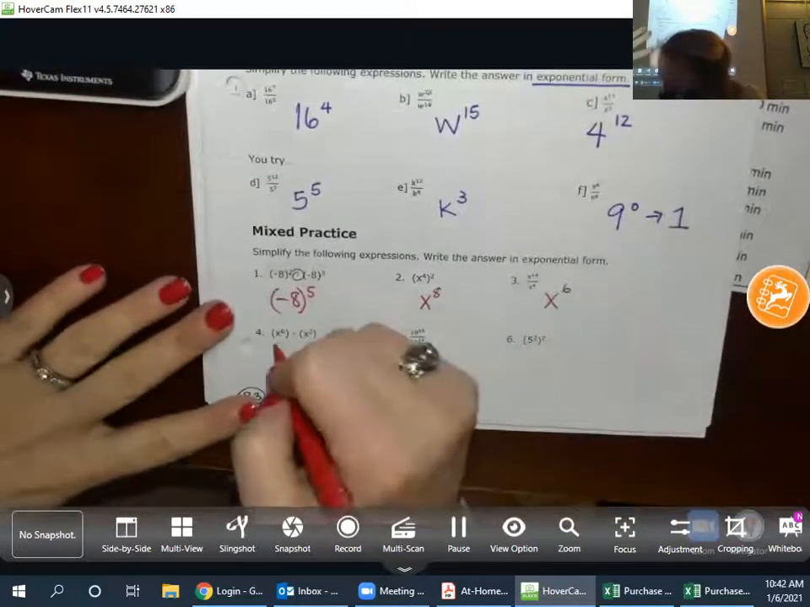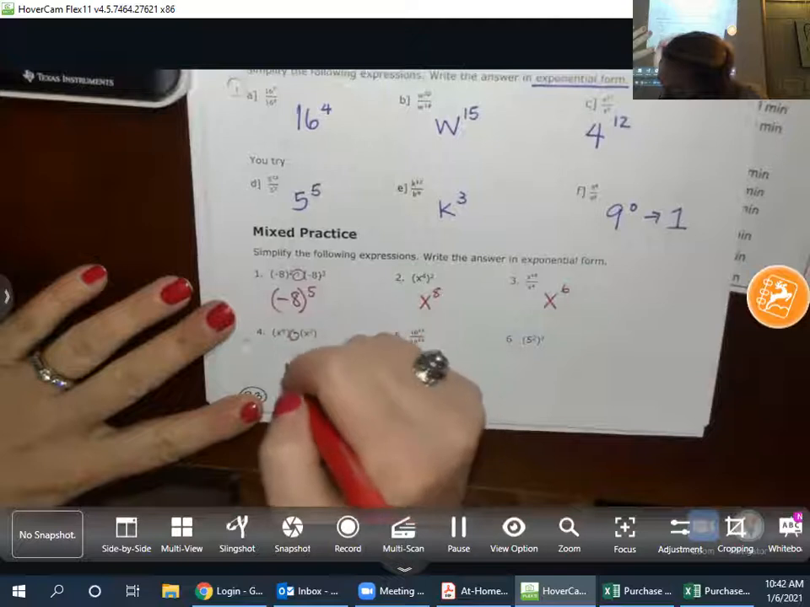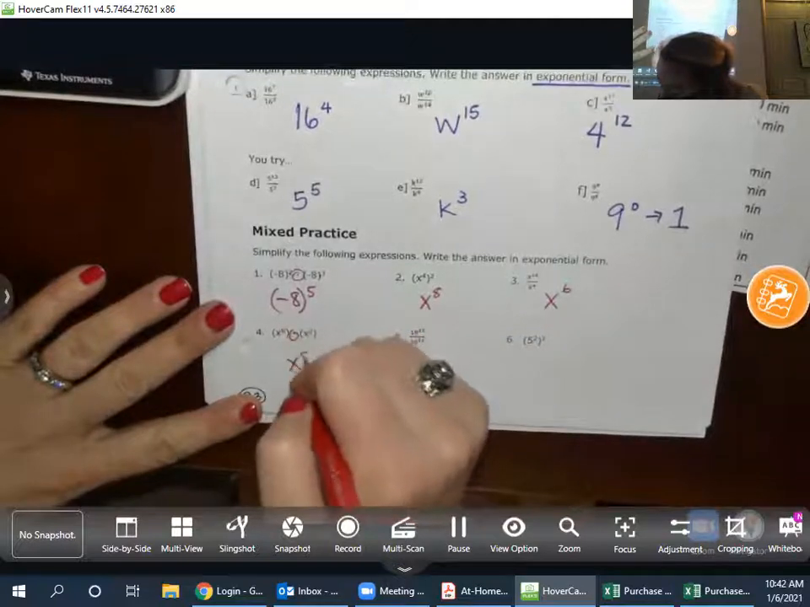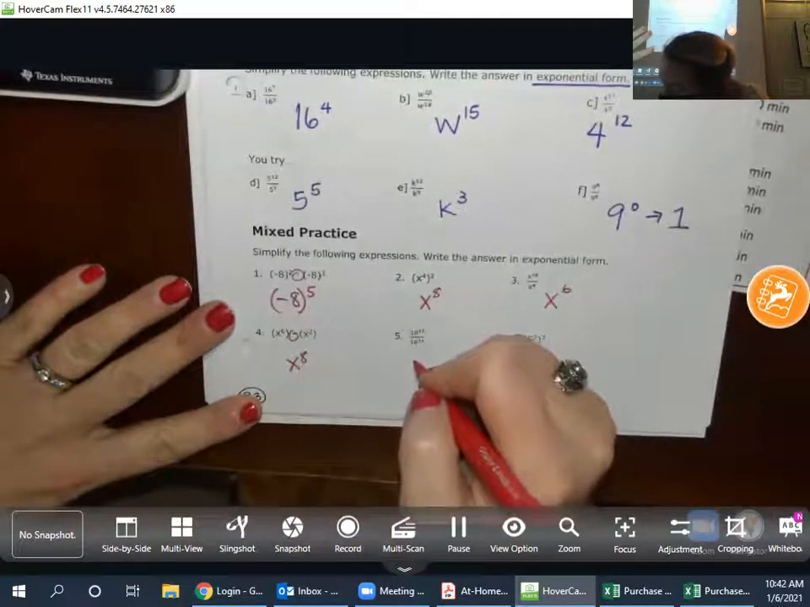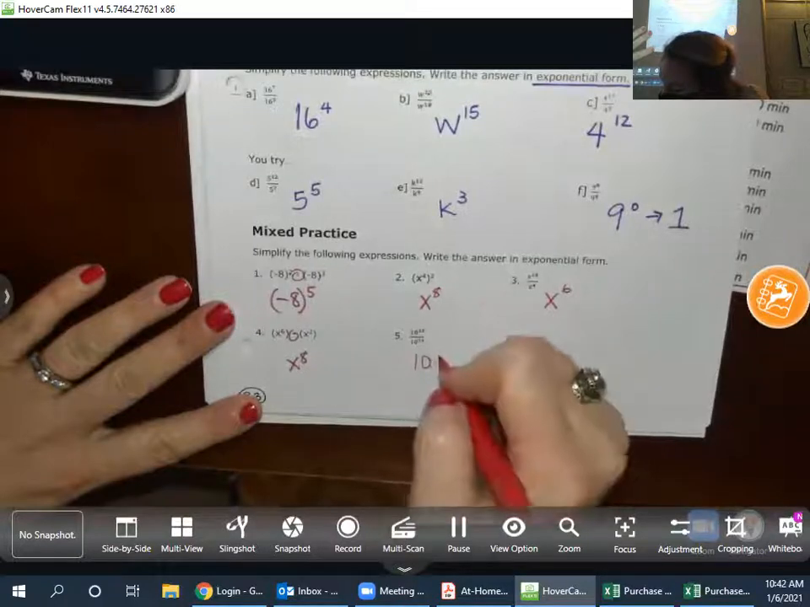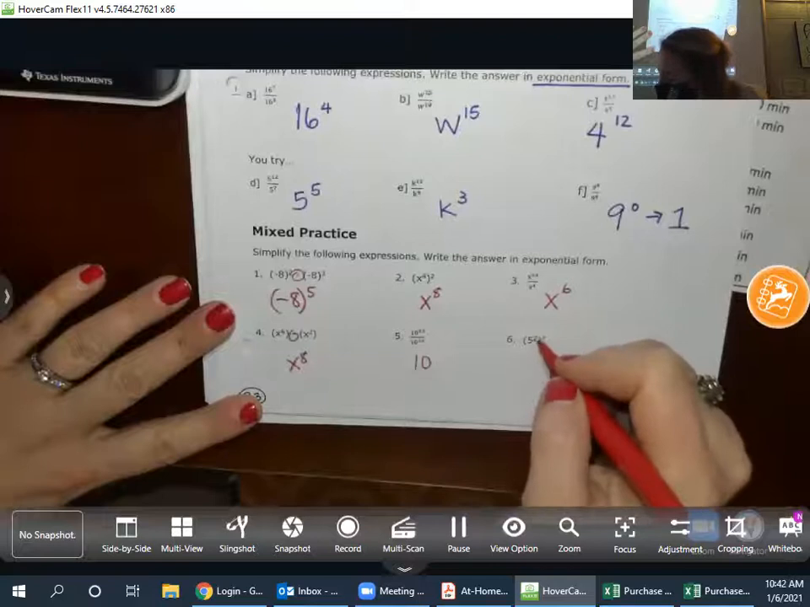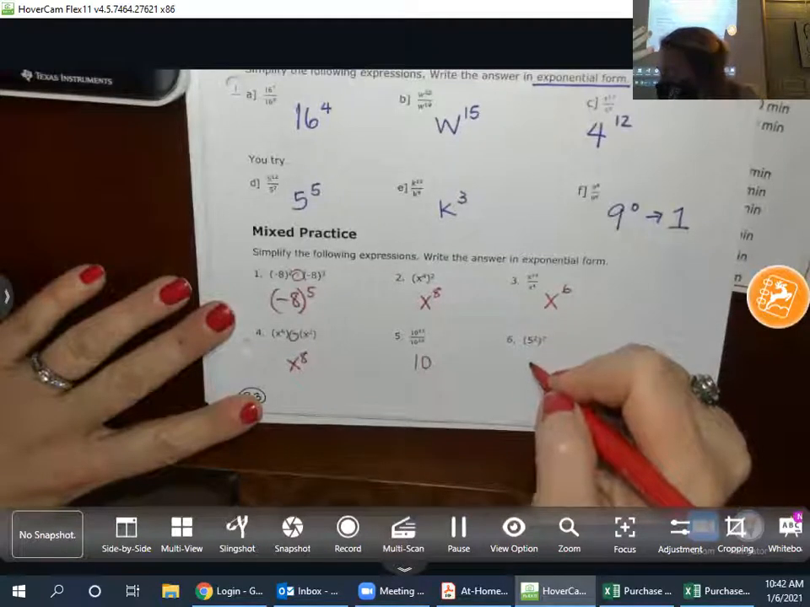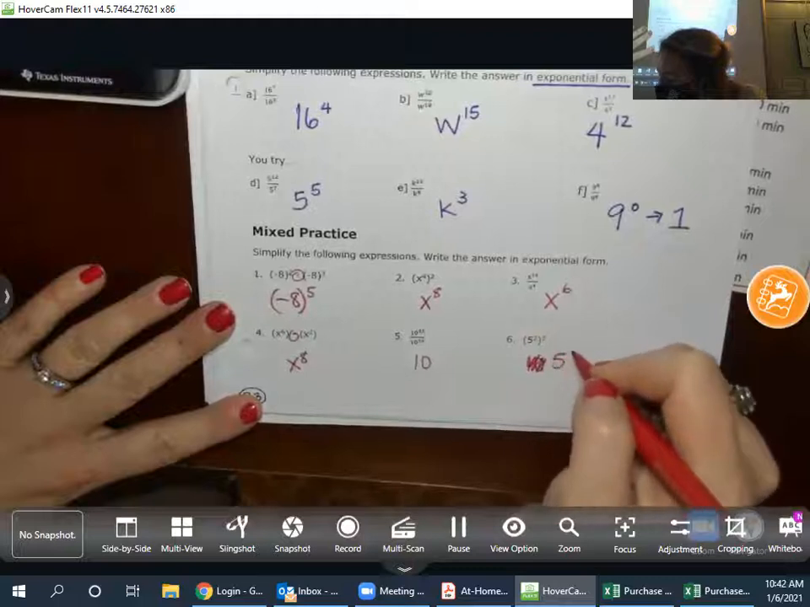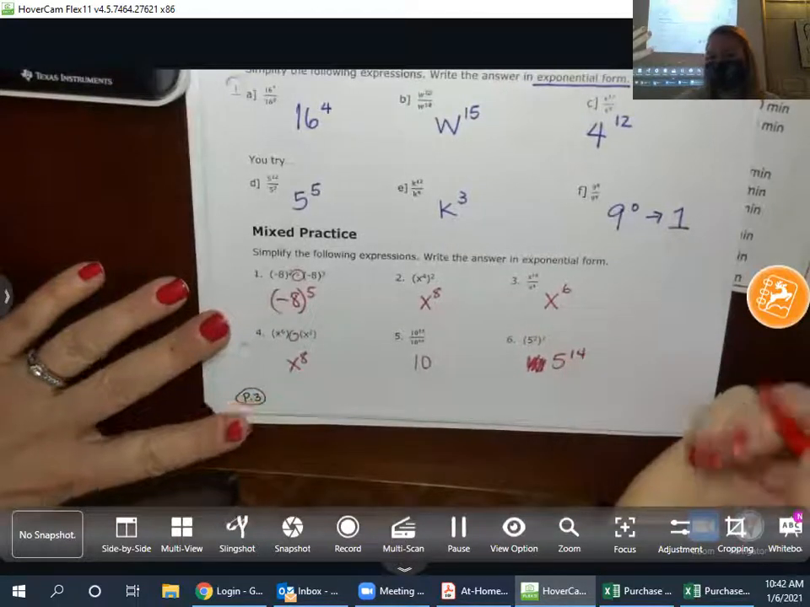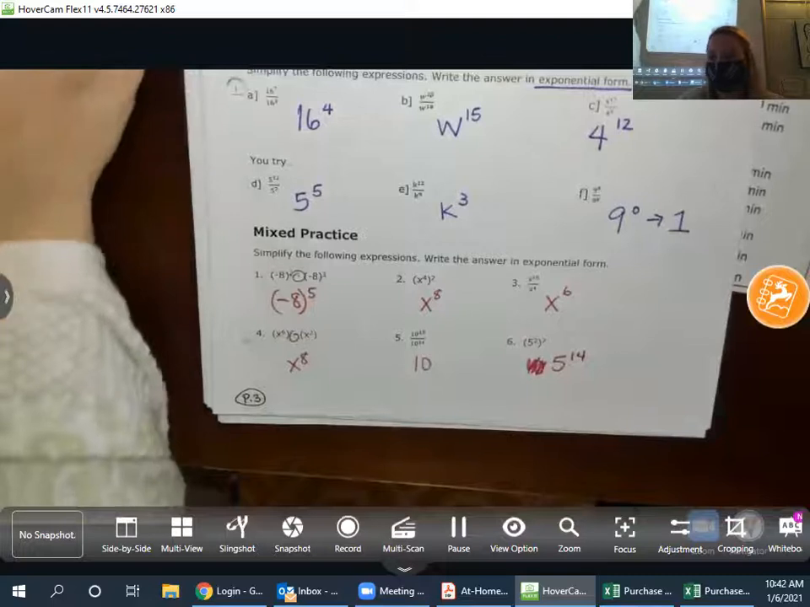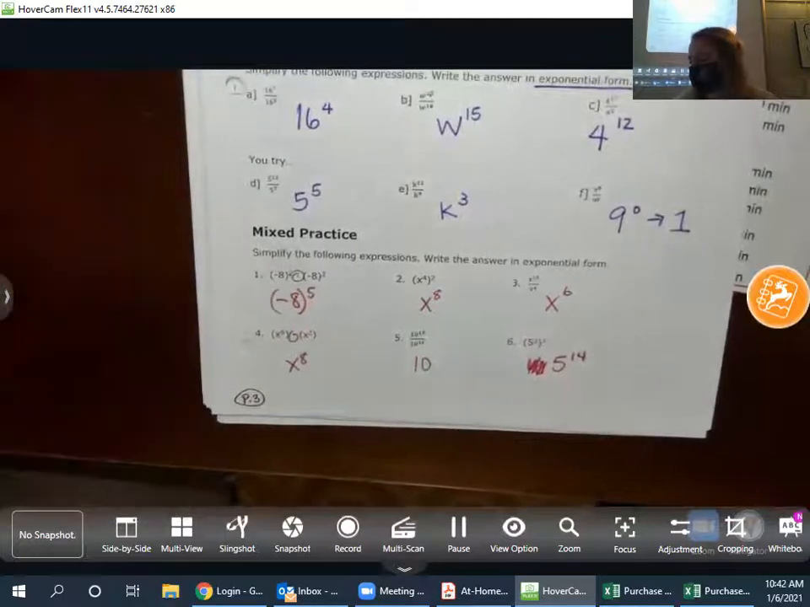Okay, so do the same thing down here. Multiply, we add them together. Divide, we subtract. It's just regular 10. You don't have to put the 1 there. And then power to power is you multiply the powers. 5 to the 14. Okay.